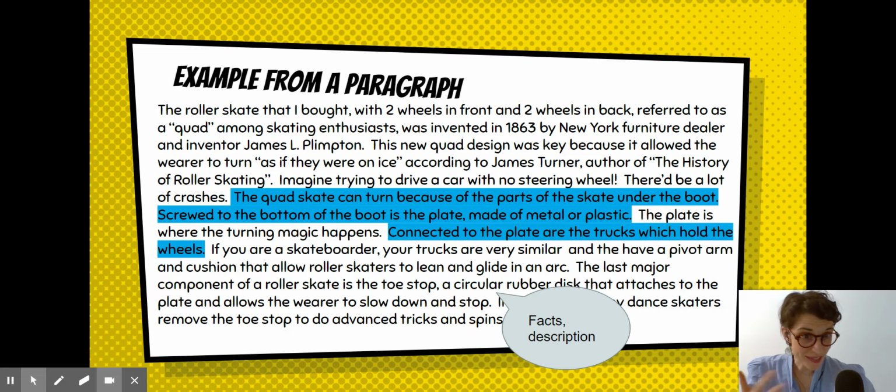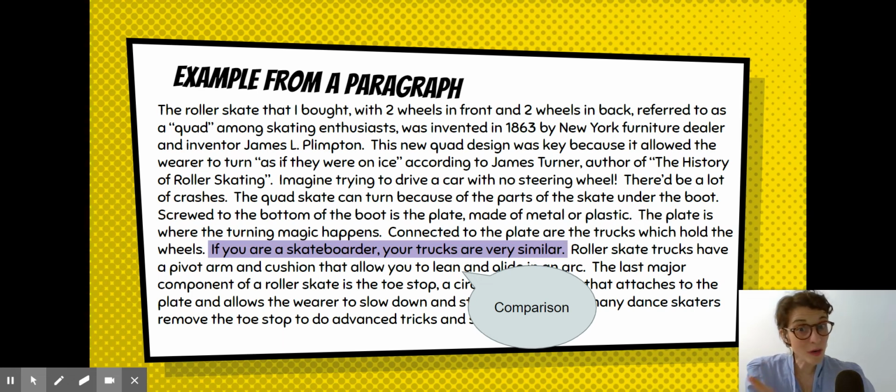Now I have some facts and description. The quad skate can turn because of the parts of the skate under the boot. Screwed to the bottom of the boot is the plate, made of metal or plastic. The plate is where the turning magic happens. Connected to the plate are the trucks, which hold the wheels. So again, I'm doing some defining, some description, some facts.